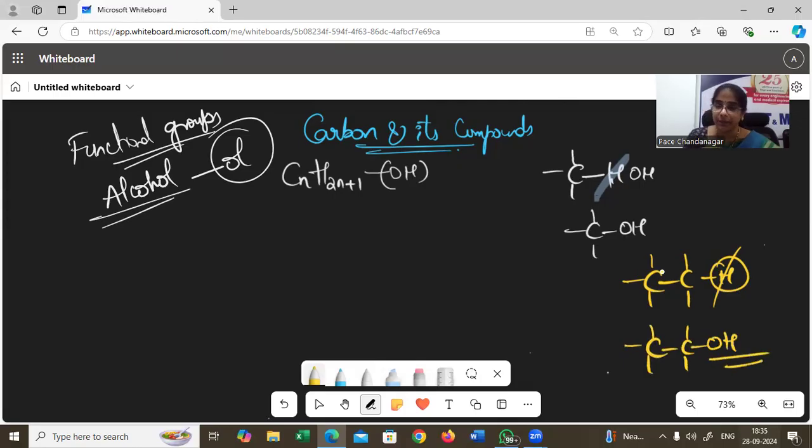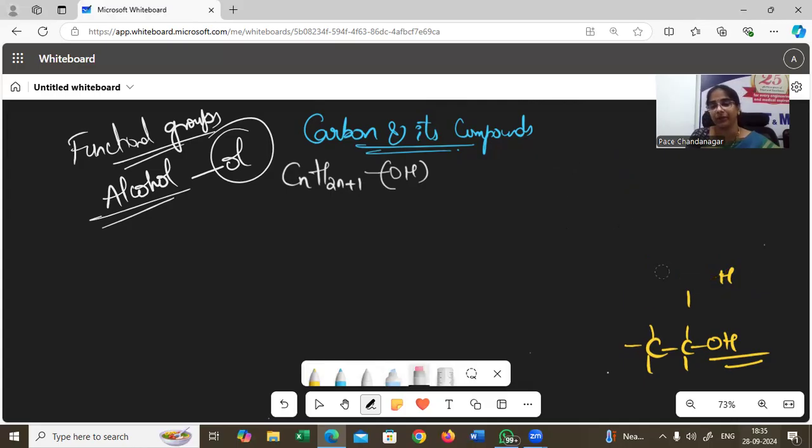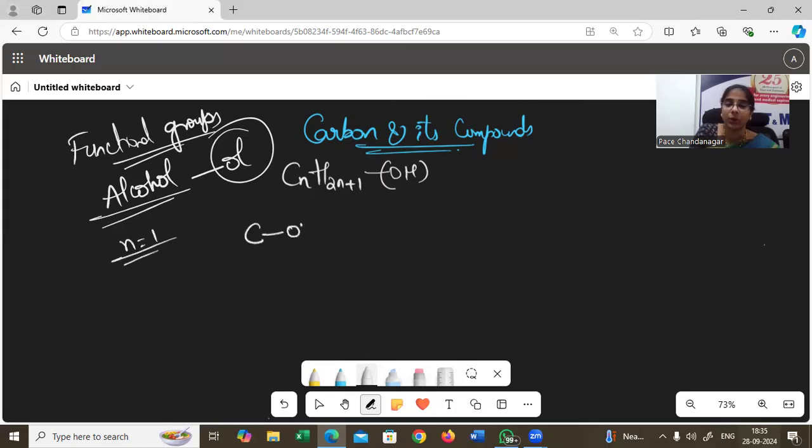So 1 carbon alcohol, 2 carbon alcohol. Alcohol is nothing but you write an alkane, remove 1 hydrogen, and then put an OH block there, right? That is your representation of an alcohol. Now, CnH2n+1OH is your general formula, and let us write down n equals 1 there. It is 1 carbon with an OH group.